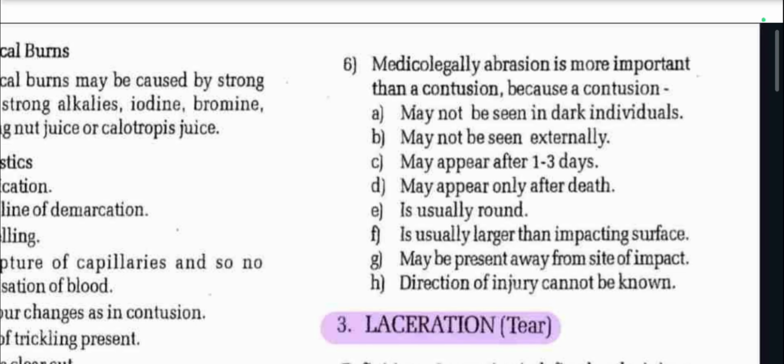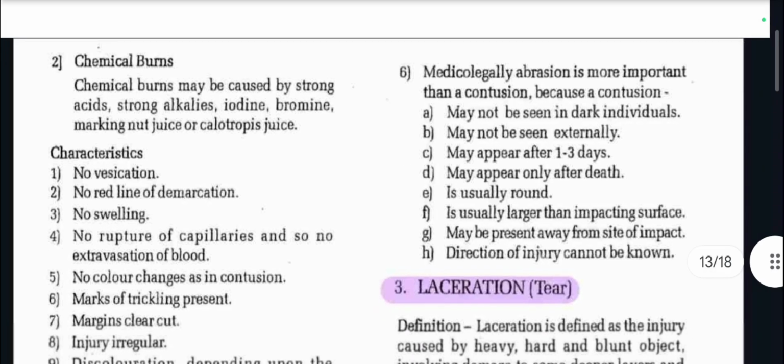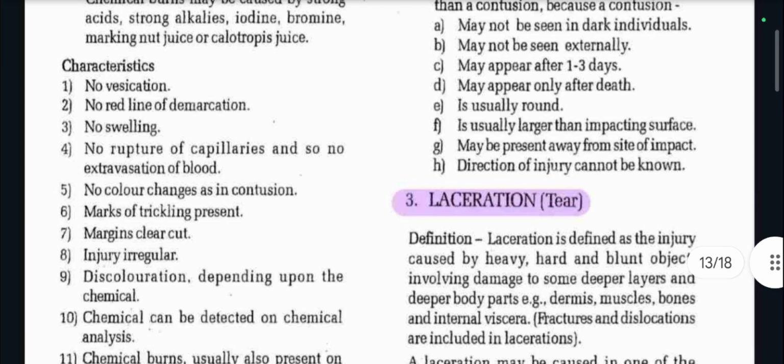Sixth, medico-legally, abrasion is more important than a contusion. This point is very important. Why is abrasion more important than contusion? Because a contusion may not be seen in dark individuals, may not be seen externally, may appear after 1 to 3 days, may appear only after death, is usually round, is usually larger than the impacting surface, may be present away from the site of impact, which is our ectopic bruise or contusion, and direction of injury cannot be known. So because of these points, abrasion is more medico-legally important than contusion.